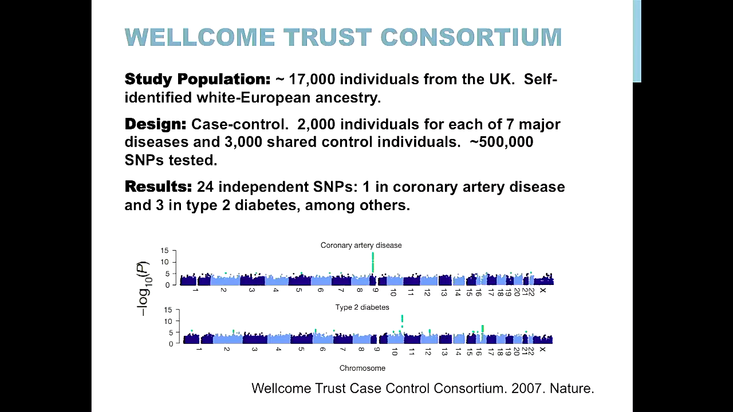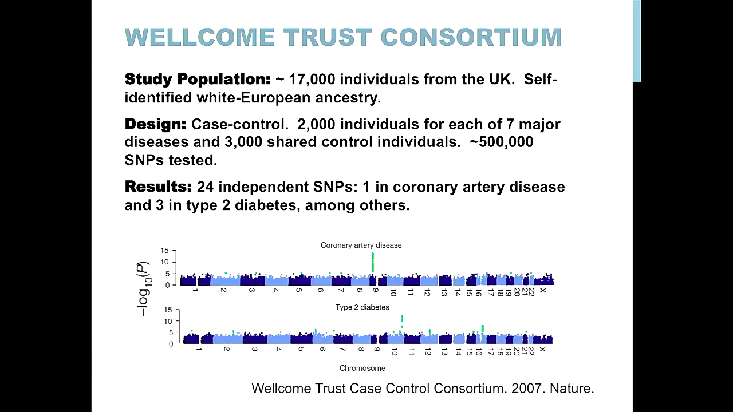So you can see the one significant SNP for coronary artery disease was on chromosome 9, and then there were 3 for type 2 diabetes, which I believe are here, here, and here. I'm not sure about these ones. I don't know if you guys have covered this yet.